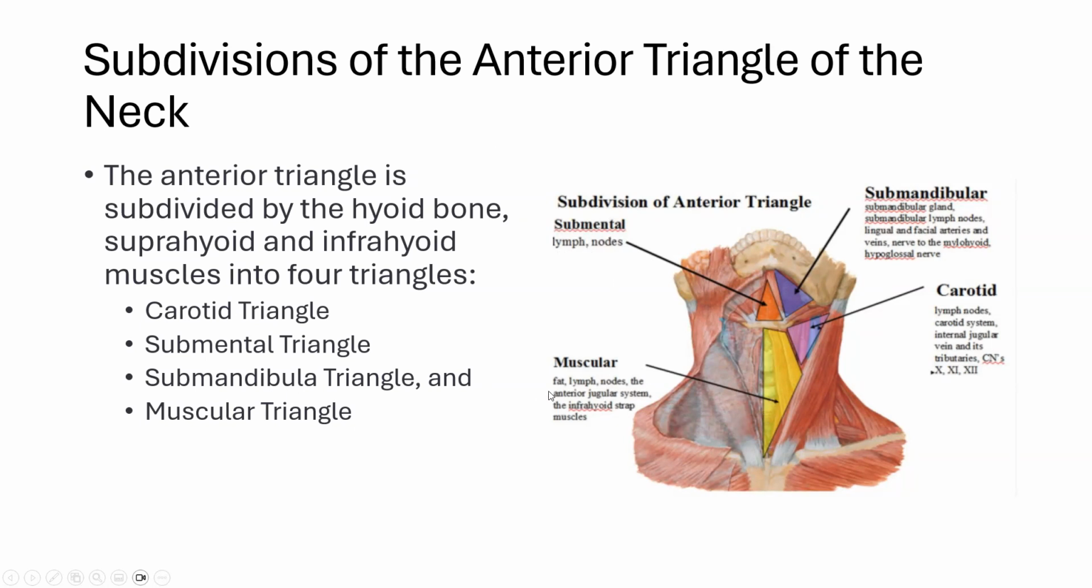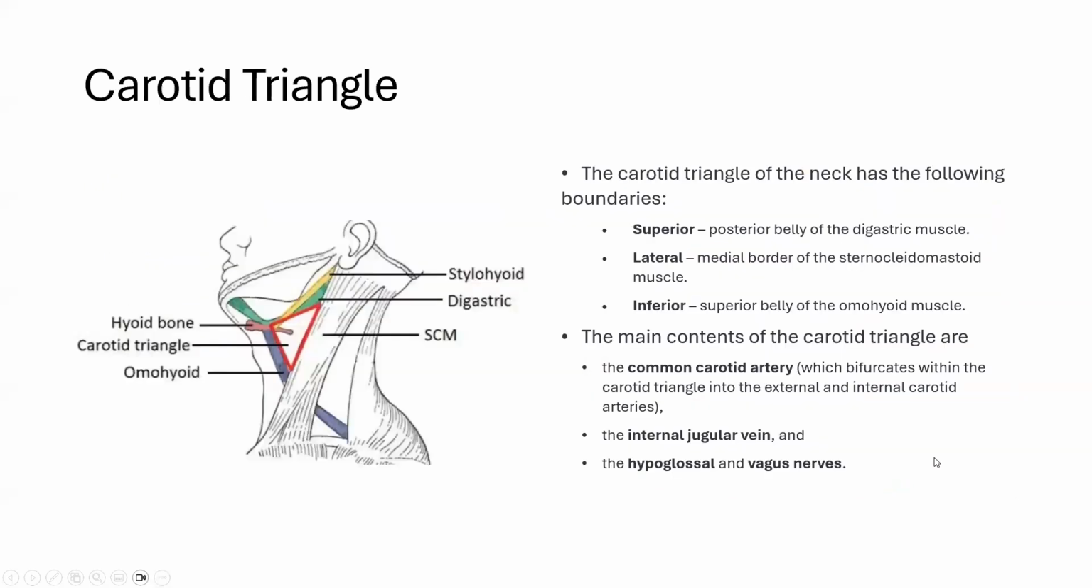Muscular triangle: it contains fat, lymph nodes, the anterior jugular system, and the infrahyoid strap muscles. Submandibular triangle: the submandibular gland is present in the submandibular triangle, along with submandibular lymph nodes, lingual and facial arteries and veins, the nerve to the mylohyoid and the hypoglossal nerve. In the carotid triangle, lymph nodes, the carotid system, the internal jugular vein and its tributaries, and cranial nerves 10, 11, and 12 are also present.